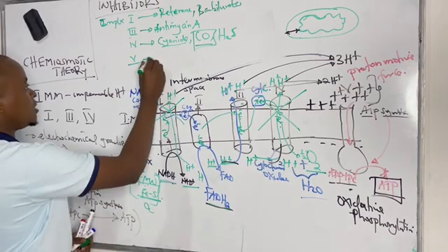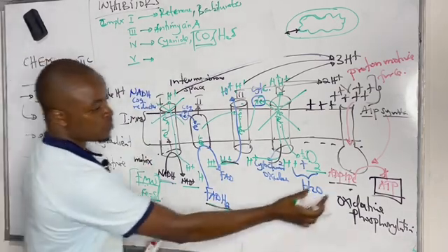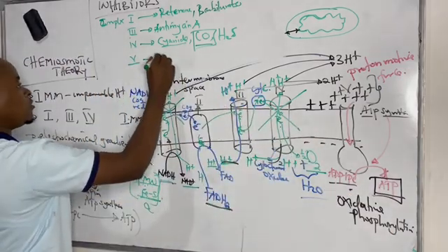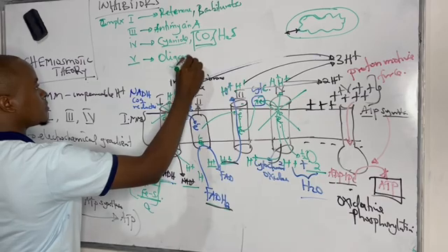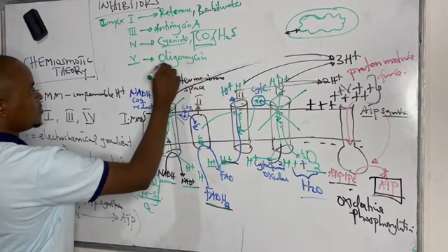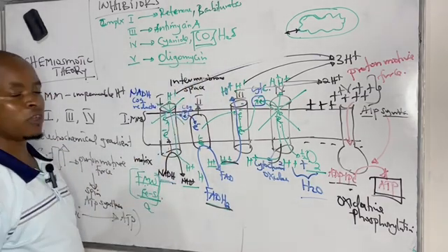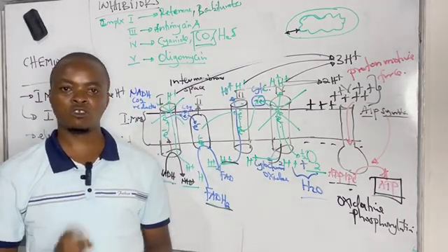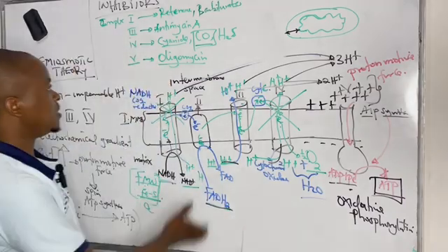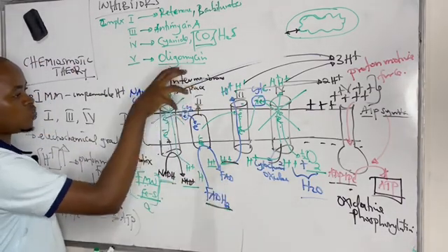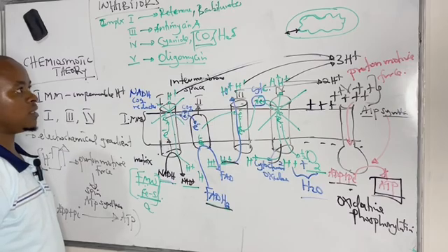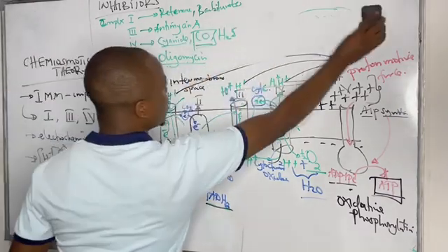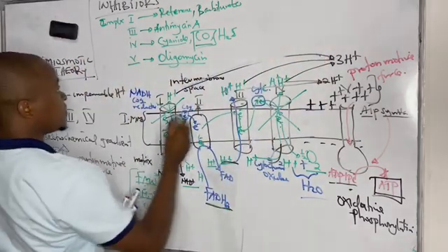Then lastly is complex 5. This complex 5, which is ATP synthase, which is responsible for combining ADP plus inorganic phosphate to form ATP, is inhibited by oligomycin. Oligomycin inhibits complex 5. So in an exam, they can easily say, state the inhibitors of each complex. So you should be able as a student to know the different inhibitors that we can use to inhibit these different complexes. Lastly, there are other inhibitors, and these inhibitors are known as uncouplers.